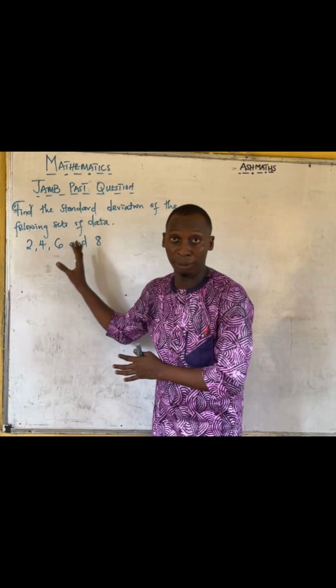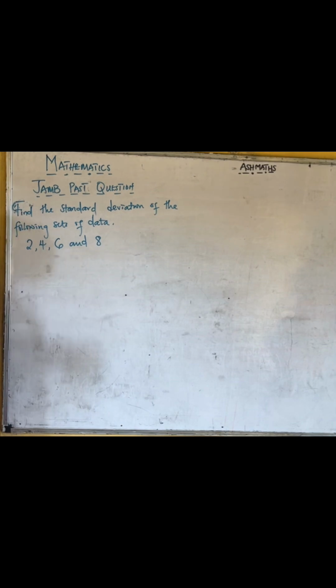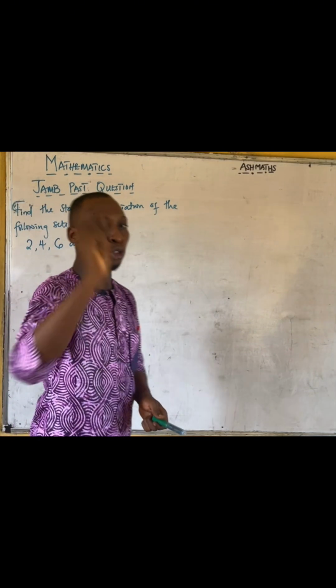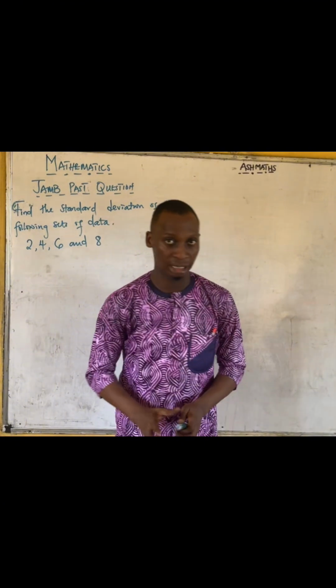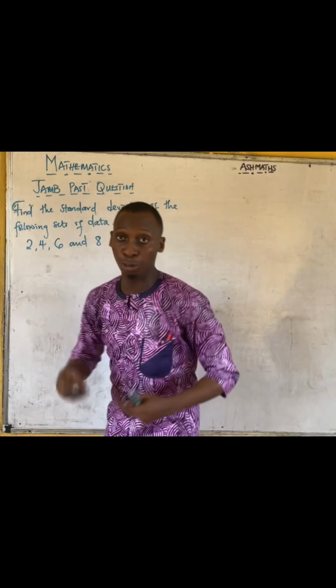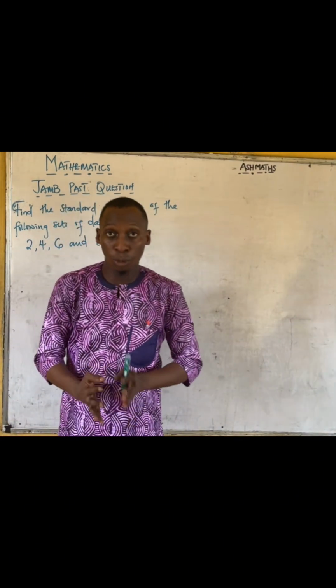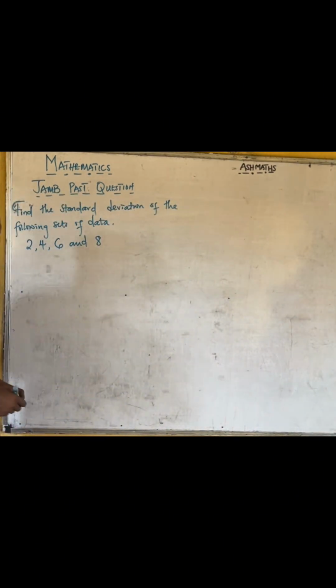I only want to solve a problem here. So how do I solve problems like this? This is standard deviation. For every standard deviation question, you must know the mean. This is specifically for JAMB, because most JAMB questions ask on grouped data because of the time they are working with. So how do you solve a problem like this?